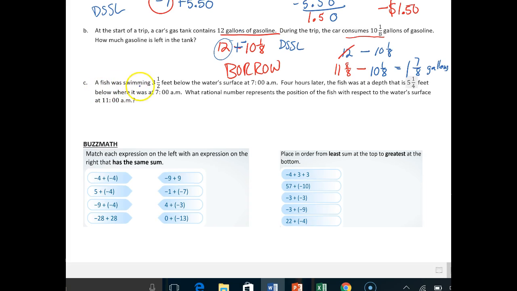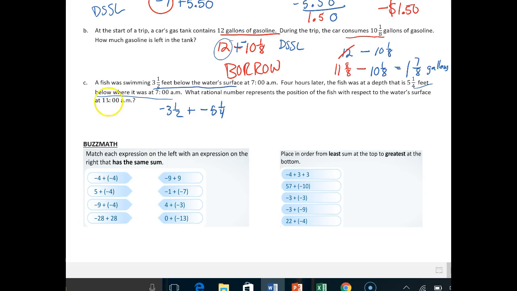Here, a fish was swimming 3.5 feet below the water surface, so that's negative 3 1/2 feet. 4 hours later, the fish was at a depth of 5 1/4 feet below where it was at 7 a.m. So he's going to go plus, he's going to go deeper, 5 1/4. What rational number represents the position of the fish with respect to the water surface after those 4 hours?